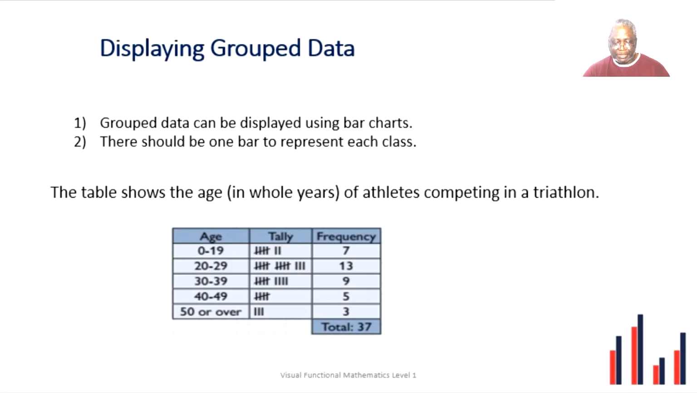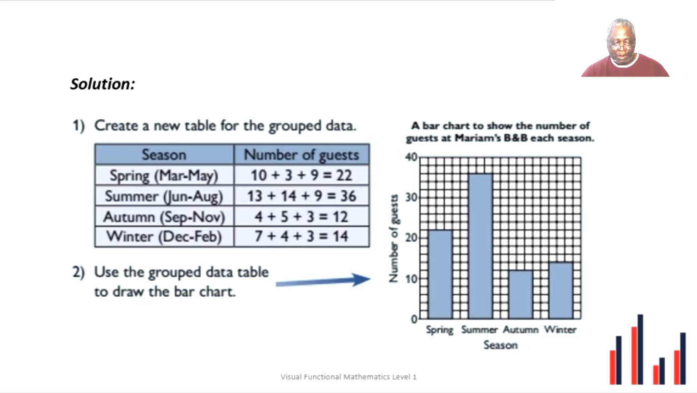So when you're doing your bar chart, you have to plan it carefully. Okay? The data has been grouped by age, so the bar chart is drawn with one bar for each age class. Each bar is labeled with the name of the class that it represents. Your x-axis is age across, and your y-axis is the number of athletes. And then at the top, you have a sensible title to your bar chart.